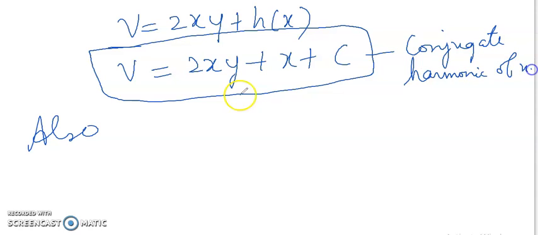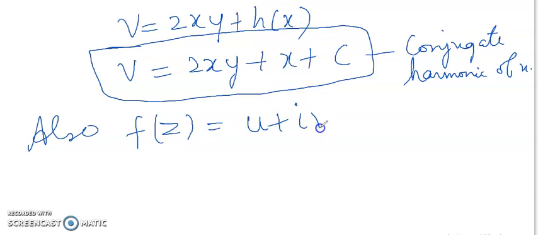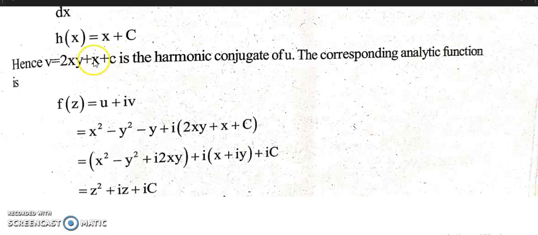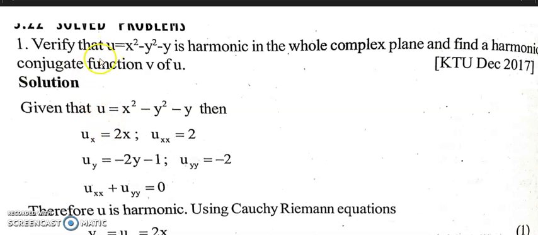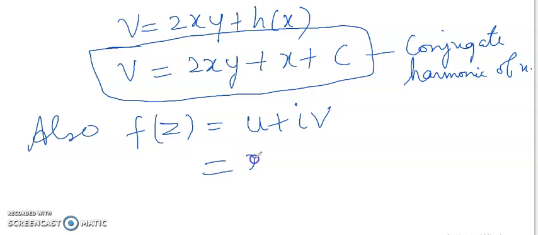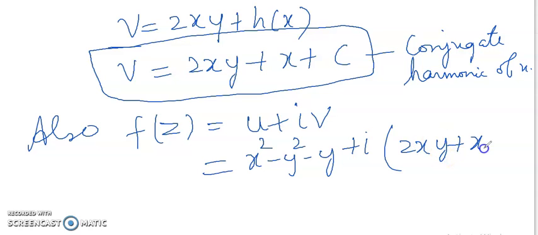Also we can find f of z. It is not asked in the question, but if it is asked to find the analytic function f of z, then you can write like this. U is given in the question. What is u value? U value is x square minus y square minus y, plus i into, what is v value? 2xy plus x plus c. So this is our f of z.